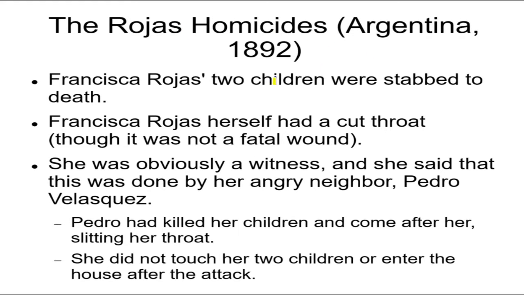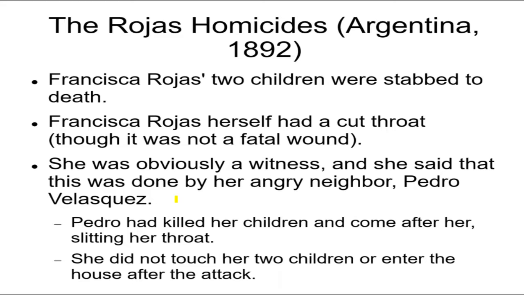In this case, Francisca Rojas' two children were stabbed to death. And in a different room, she was attacked also, and she had her throat slit. That's what she said. And she was a witness, and she knew who did it. She said it was her angry neighbor, Pedro Velasquez. Apparently, Pedro Velasquez asked her for something, and she refused, so he got angry. He killed her children and slashed her throat before he ran out.